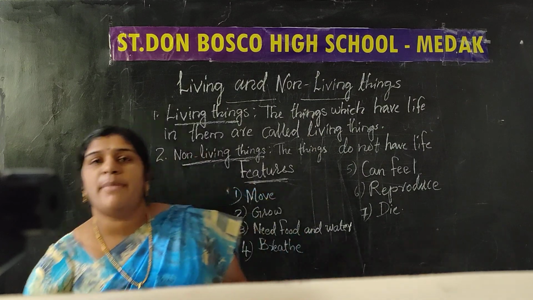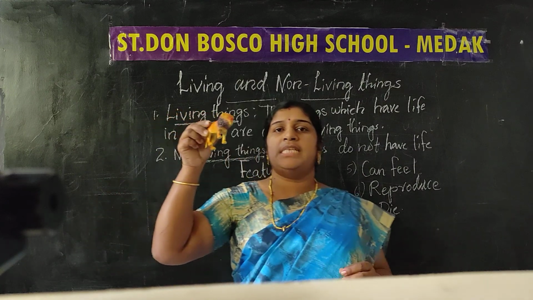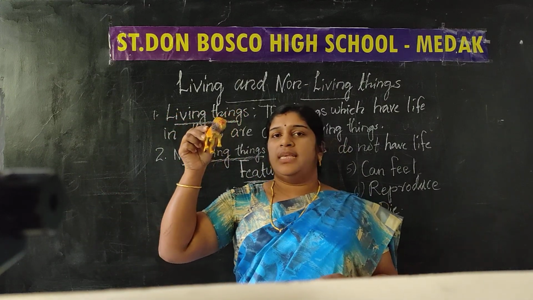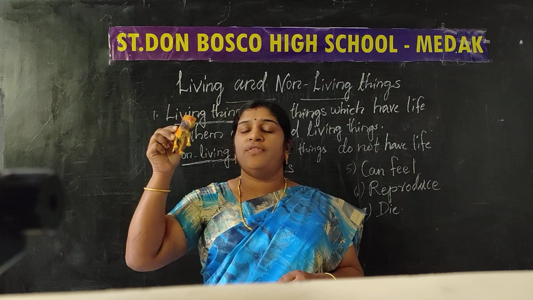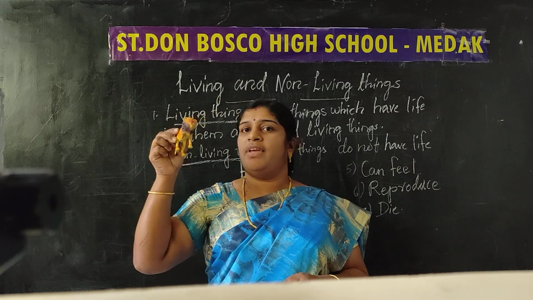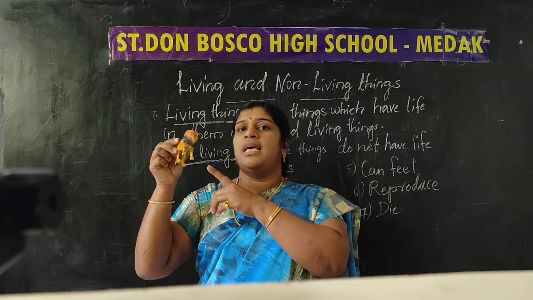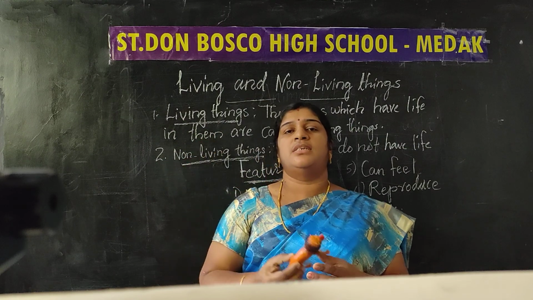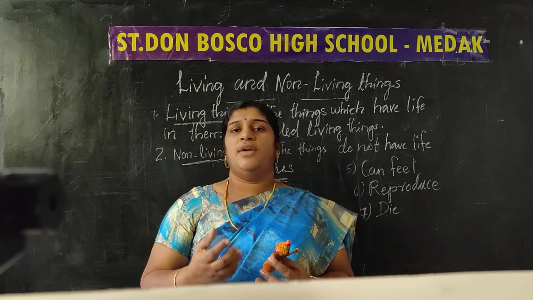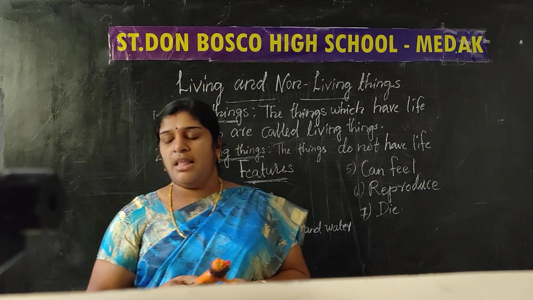So I will show some examples. Do you know what this is? Which animal? This is a lion. The lion is called the king of the jungle. Is it a living thing or a non-living thing? Yes, this is a living thing. A lion will eat, grow, and needs food and water. So the lion is a living thing.